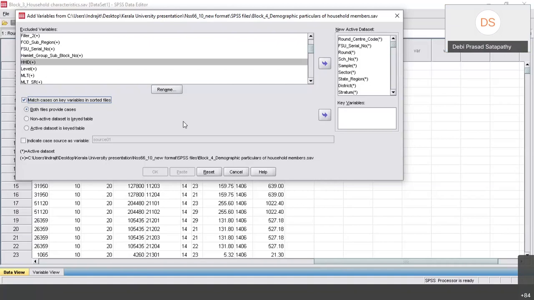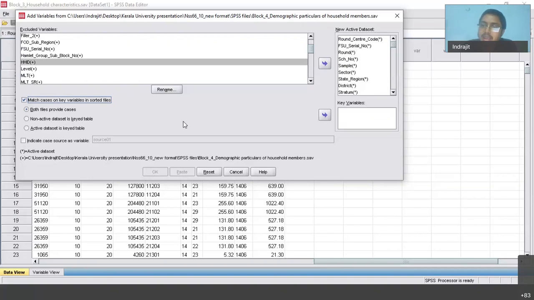Yes, your answer is correct, but your explanation is partially correct. Let me tell you, three options are there. "Both file provide cases", if I expand the statement, literally means both files provide an equal number of cases. But it is not the case here. I have one household file which has only 1,99,700 cases. I have another data file, the individual member data file, which has some 4,59,000. So both files do not have equal number of cases.